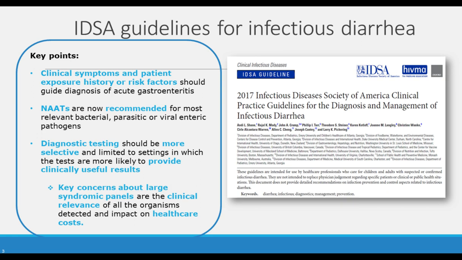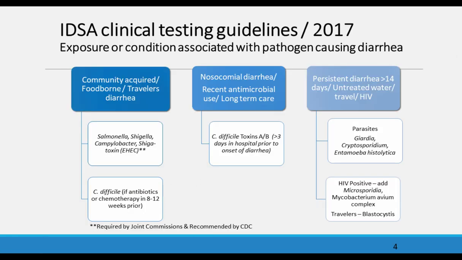We need to think about the history, where the patient has been, and think about the individual tests or groups of tests that should be ordered. Perhaps we shouldn't head toward ordering large syndromic panels. Are they clinically relevant? Are all of these diagnoses unnecessary? And we need to think about the impact on healthcare costs of the massive ordering, a kind of shotgun approach to the diagnosis of diarrhea.